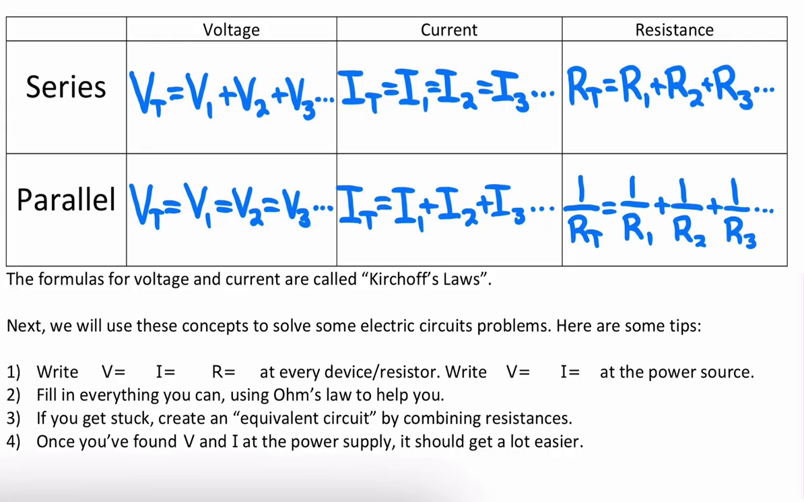In series, voltages add together, currents are all the same. In parallel, currents add together, and voltages are all the same. And I think that the ski hill analogy works well to help you understand that.